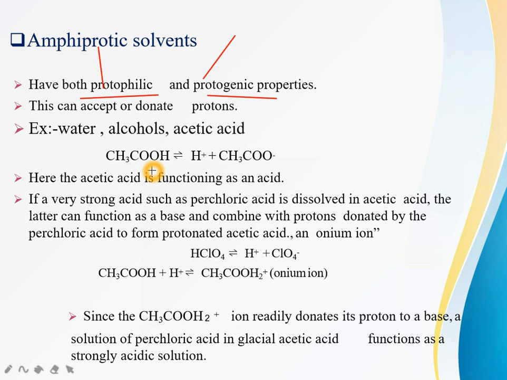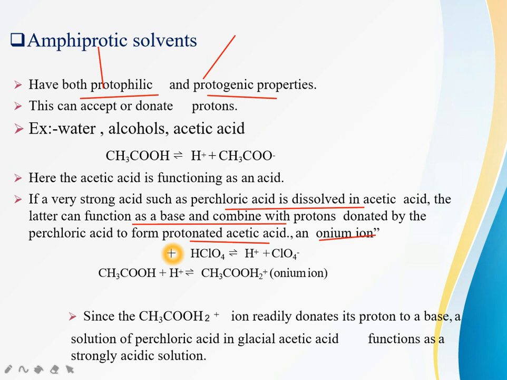If we take the example of acetic acid, acetic acid CH3COOH functions as an acid because it dissociates to give H plus and CH3COO minus. An acid is a substance that loses its proton, so acetic acid can act as an acid. At the same time, if a very strong acid like perchloric acid is dissolved in acetic acid, the acetic acid acts as a base and combines with the protons donated by the perchloric acid to form a protonated acetic acid, which is called the onium ion.